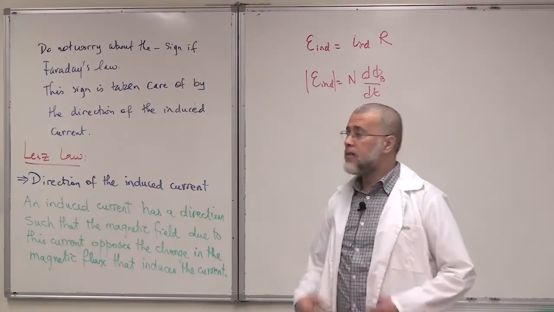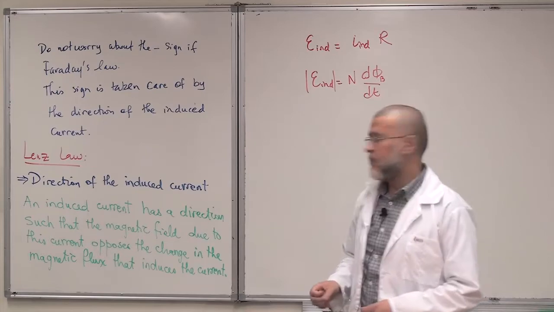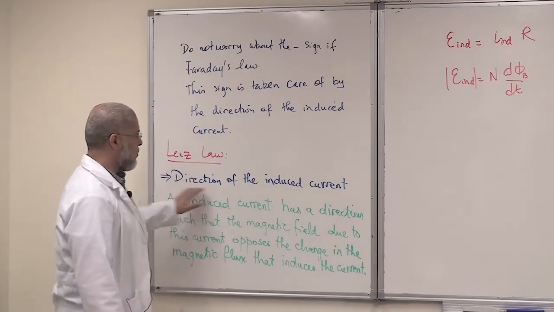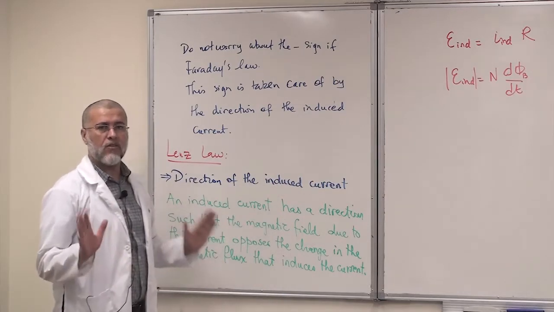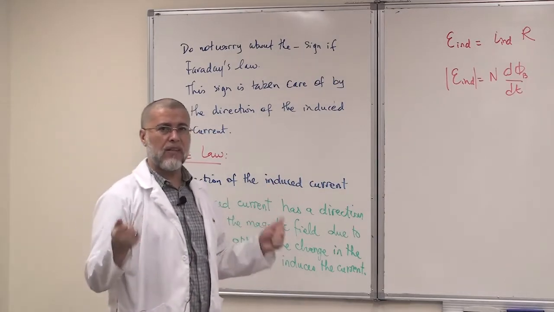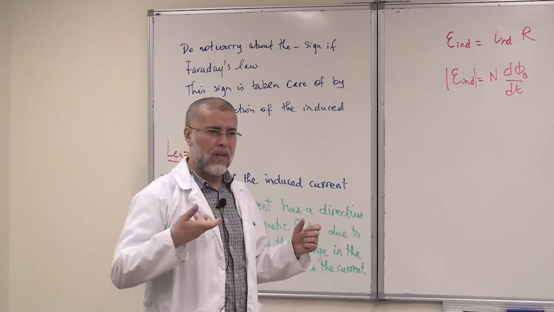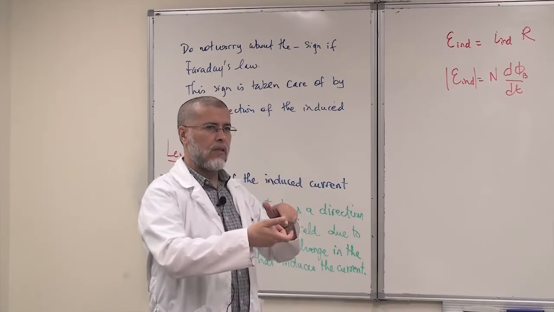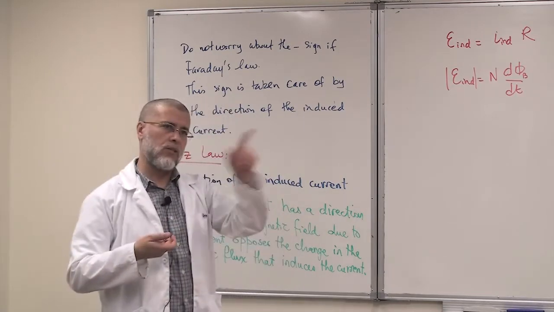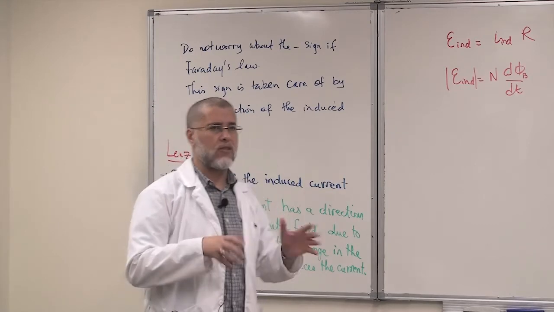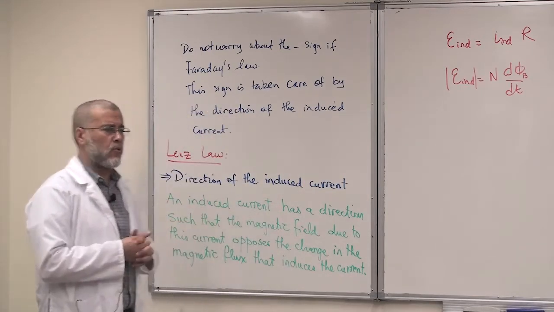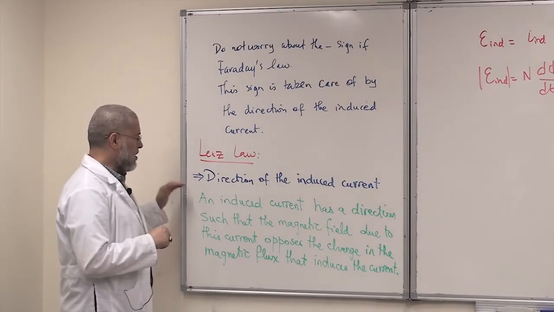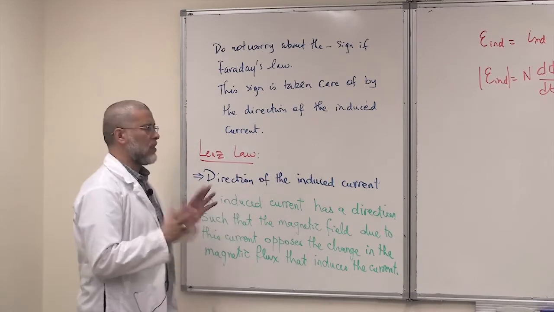Okay, let's discuss now Lenz's law. Actually, Lenz's law gives you the direction of the induced current. Remember when I was explaining in the beginning, I said when we move the magnet toward the wire loop, the current is in one direction. When we move it away, the current is in the opposite direction. So the direction of the induced current is important to know, and we use Lenz's law for that purpose. Lenz's law gives you the direction of the induced current in that loop.